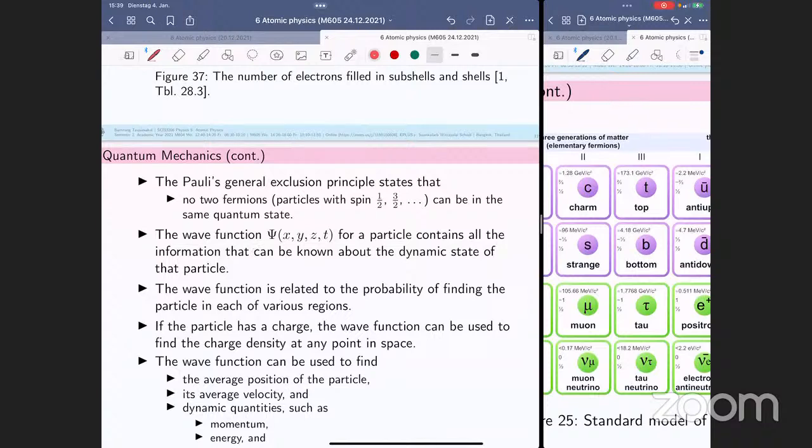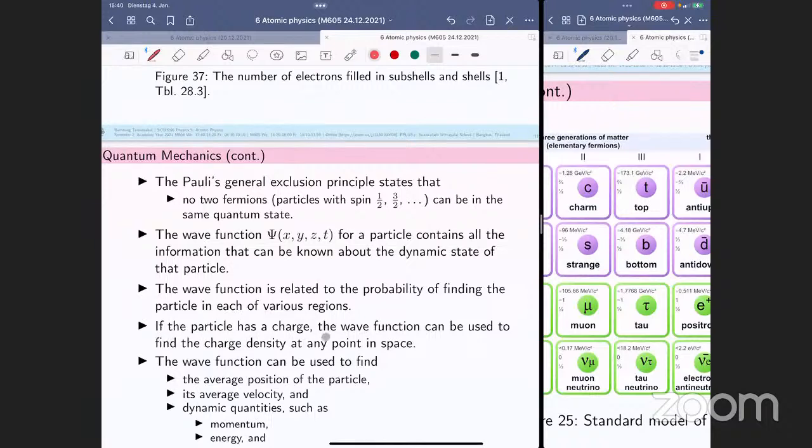The wave function is not a deterministic function that will tell you where the particle is. It's only the probability. When the particle is very tiny, it's very hard to see the actual location of that particle, so what the human could try to guess is only the probability. So the wave function is only the probability function. The probability of what? The probability of finding the particle in each of various regions.